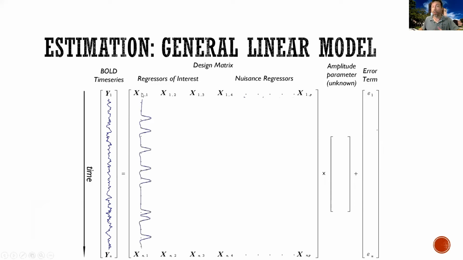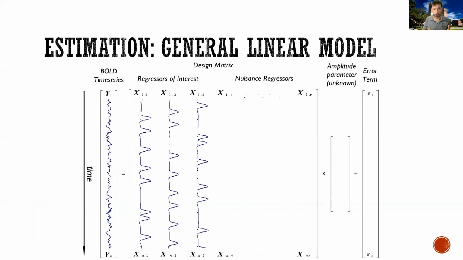For example, maybe condition 1 was off, then there was a trial here for condition 1, and there was a trial here for condition 1, then nothing, then another trial, et cetera, et cetera. Condition 2, on the other hand, happened at these points, and here's condition 3. So these are my 3 regressors of interest.